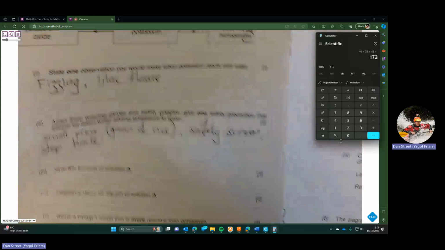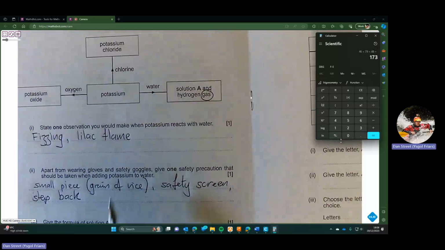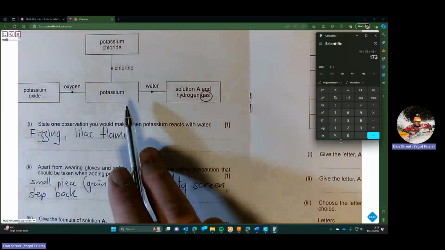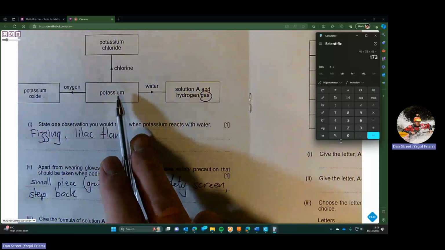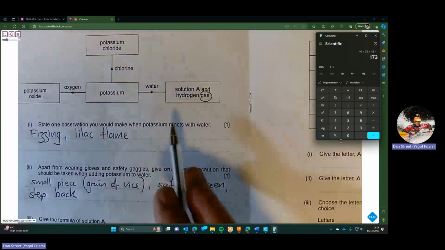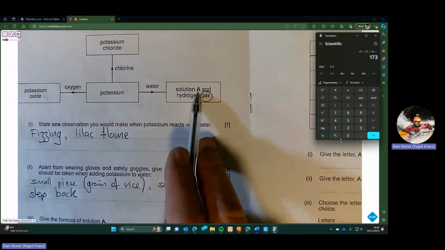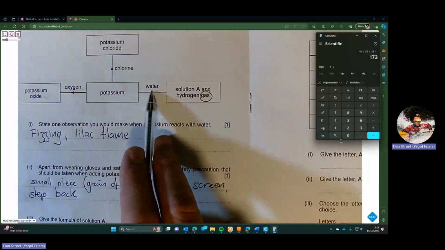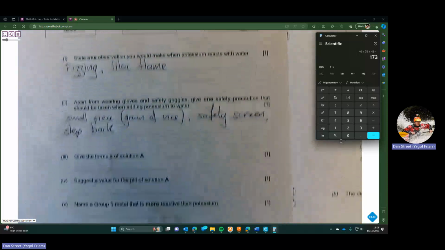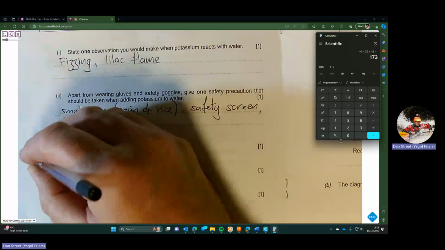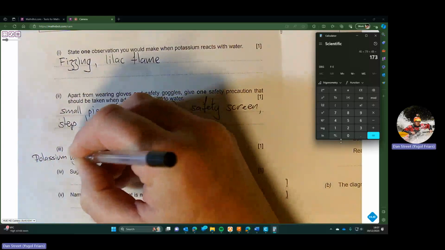The next question asks us to look back at the diagram and give a formula for solution A. There is no substitute here for learning a little bit about the reactions of group 1 metals. They're not called the alkali metals for no reason, because solution A is going to be potassium hydroxide. When you react the group 1 metals with water, you always get a hydroxide.